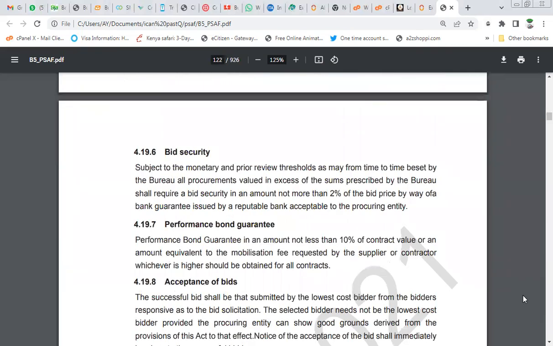Bid security, subject to the monetary or prior review threshold as may be from time to time set by the Bureau, for procurement valued in excess of the sum prescribed by the Bureau shall require bid security in an amount no more than 2% of the bid price by way of a bank guarantee issued by a reputable bank acceptable to the procuring agent. So a reputable bank, that's a good commercial bank. Note that if you bring a bank guarantee from a microfinance bank, it will be rejected.